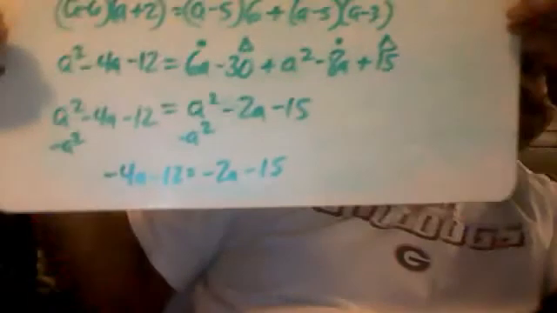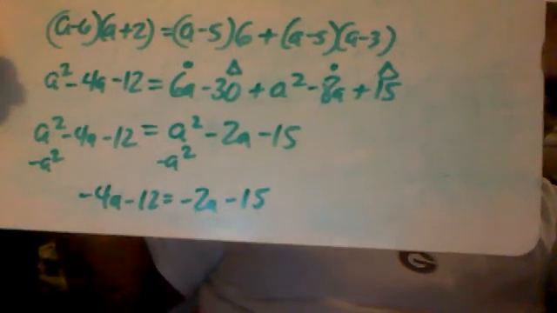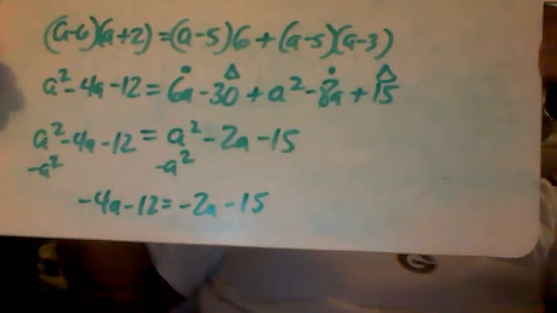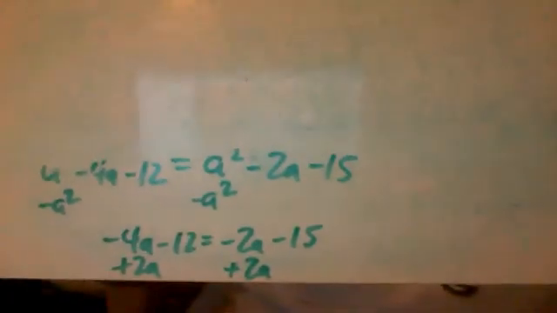Alright, at this point, what you want to do is say to yourself, okay, how can I solve this problem? If I move all my a's to the left and all my numbers, or constants, to the right, I can divide and get my answer. So I'm going to do plus 2a on the right and the left. Alright, so if we do plus 2a, you should see it's going to be negative 2a minus 12 equals negative 15. That's what I'm going to write next.